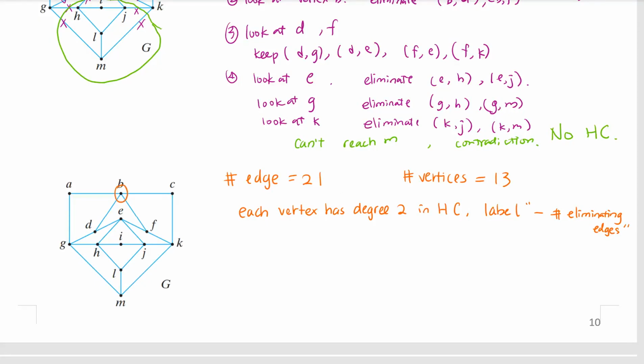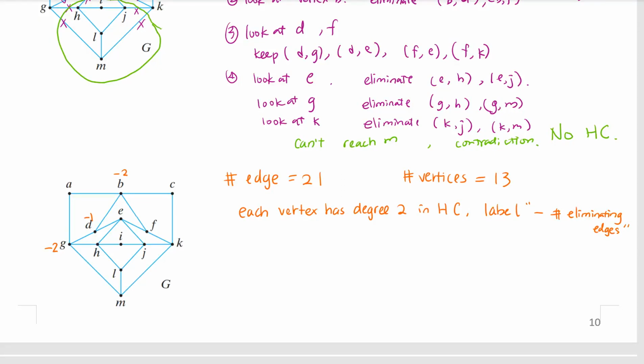But how about B? You can see B, the degree is 4, but we only need 2, which means we need to eliminate 2 edges connecting B. And C, the degree is 2, so that is okay. And then how about G? You see G is degree 4, but we just need 2, so we want to eliminate 2 edges. And D, we have degree 3, so we want to eliminate 1 edge.